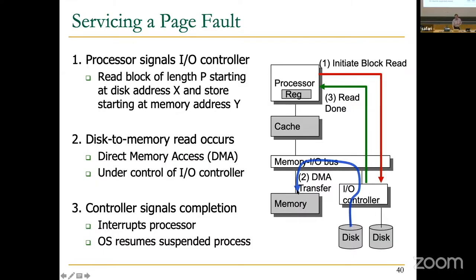And eventually this finishes, the controller signals completion and interrupts the processor, saying, operating system, I'm done. So you can actually resume the process that faulted on this page. And the operating system fixes all of those mappings and resumes the process. Makes sense, right? So you can clearly see that this can take lots and lots of microseconds, milliseconds. Actually, milliseconds are more. So you don't want page faults in your system, basically, the takeaway.